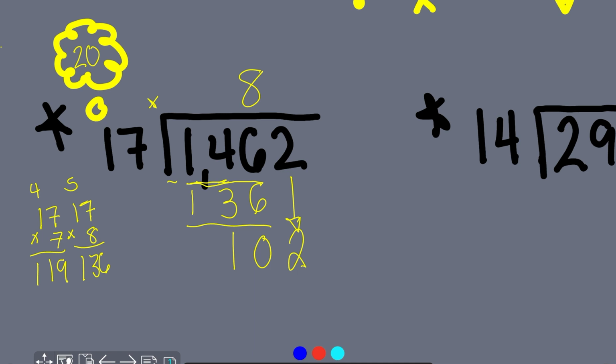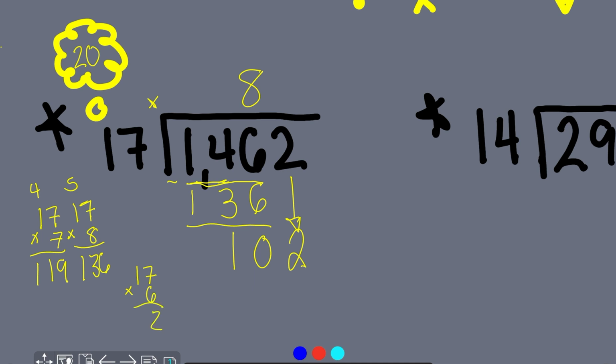I'm going to skip count by 20 because 20 is close to 17: 20, 40, 60, 80, 100, 120. So I'm guessing it's going to be between 5 and 6. I'll go bigger this time and just try it out. 17 times 6.